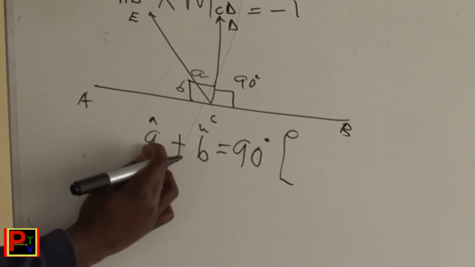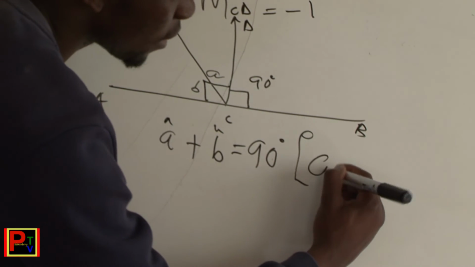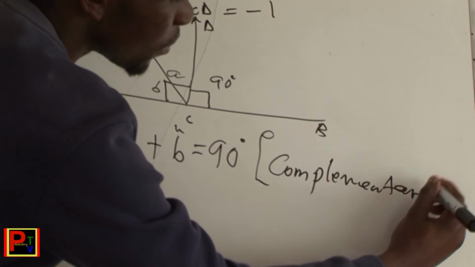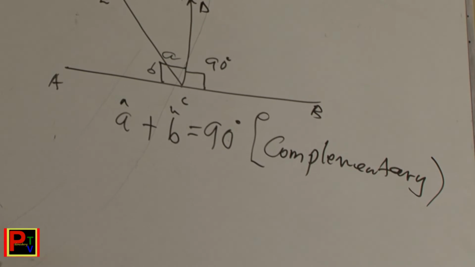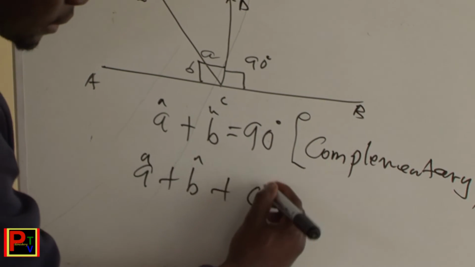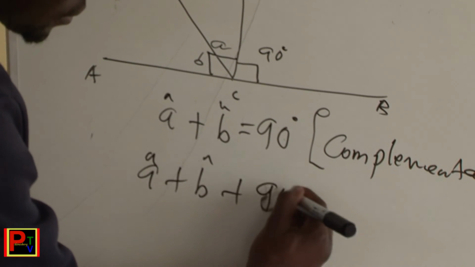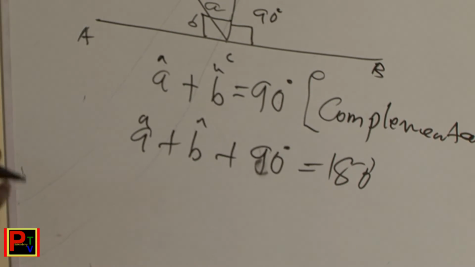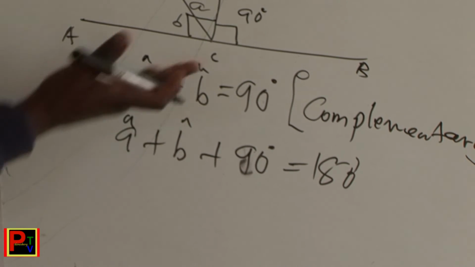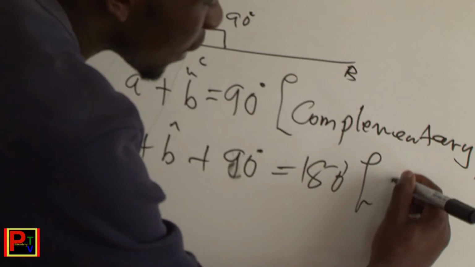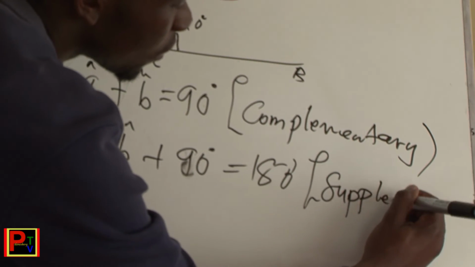And if we add A plus B, we know that these angles are complementary angles. They add up to 90 degrees. If we add angle A plus angle B plus 90 degrees, then we get 180 degrees. The reason for this is because they are angles on a straight line. So the angles on a straight line there are supplementary.